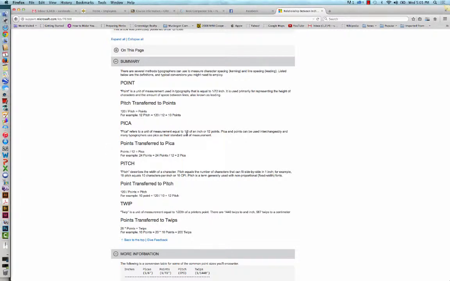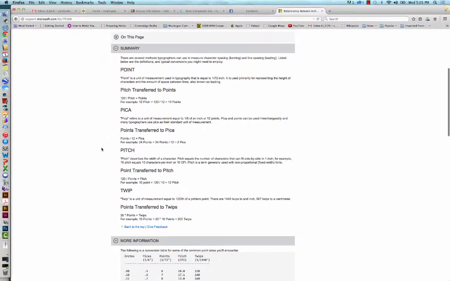That refers to a measurement typically of a paragraph, for example, or a line width. Pica refers to a unit of measurement equal to 1/6 of an inch or 12 points. So 1 pica equals 1/6 of an inch or 12 points. Pica and points can be used interchangeably, and many typographers use pica as their standard unit of measurement. Many graphic designers do as well.